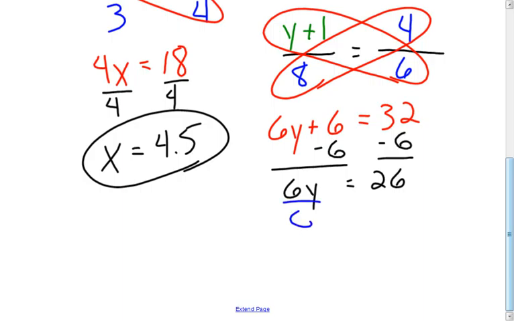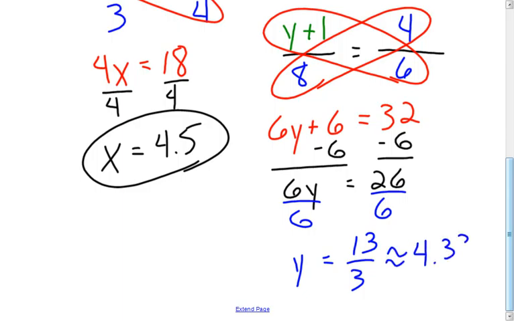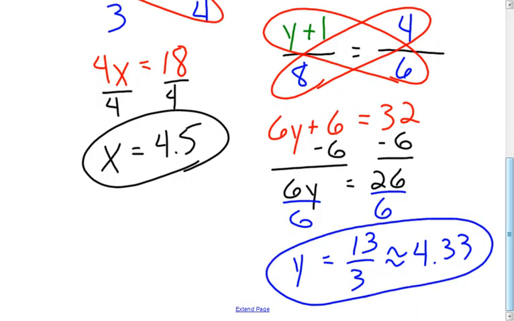Divide both sides by 6. And I find out that y is equal to 13/3. Or if you wanted to convert that into a decimal format, that would be approximately 4.33. And there I found the value of my x and my y, depending on how you want it in fraction format or decimal format.